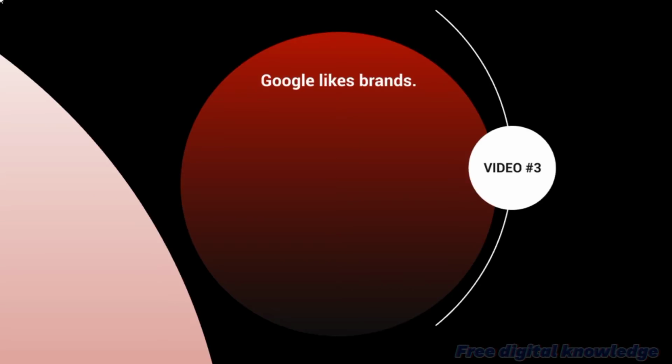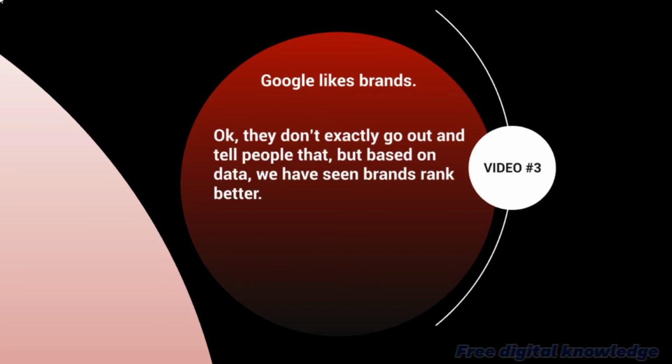Now, we don't know exactly whether this is true or not, but based on the data that we have seen, and based on the data that has worked not only for us but for many others, Google likes brands. It's not necessarily that they particularly like brands because brands make a lot of money or anything like that. But we've realized there are certain variables that make a brand stand out. They don't exactly go out and tell people that they like brands, but based on the data that we've seen, we have seen brands rank better.